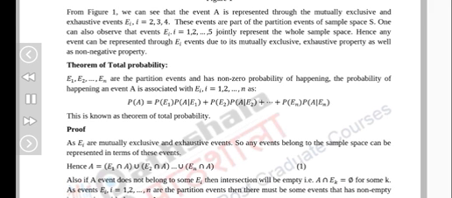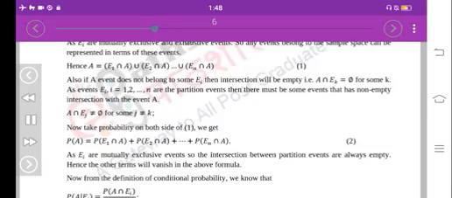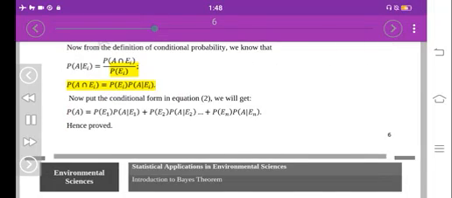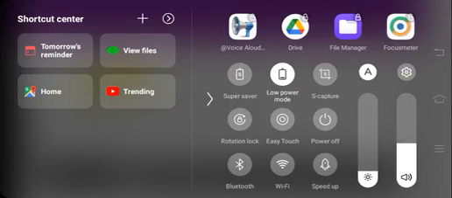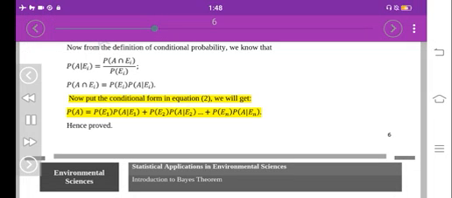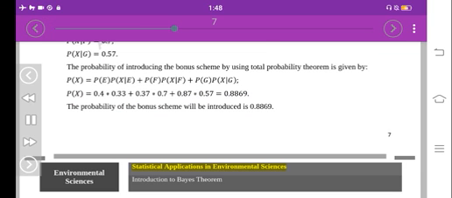Now from the definition of conditional probability, we know that P(A|Ei) equals P(A intersection Ei) divided by P(Ei), so P(A intersection Ei) equals P(Ei)P(A|Ei). Now put the conditional form in equation 2. We will get P(A) equals P(E1)P(A|E1) plus P(E2)P(A|E2) plus ... plus P(En)P(A|En). Hence proved.